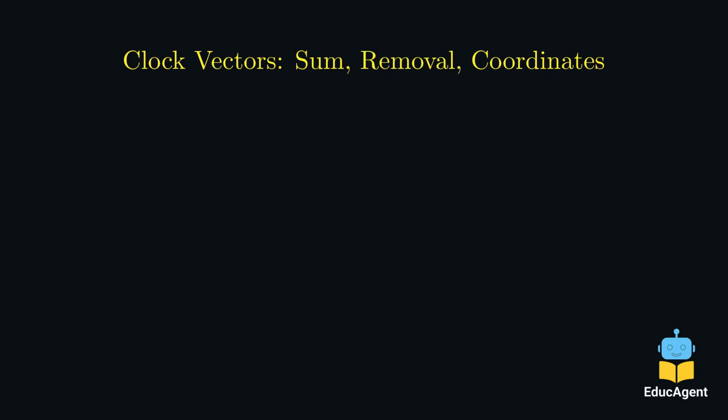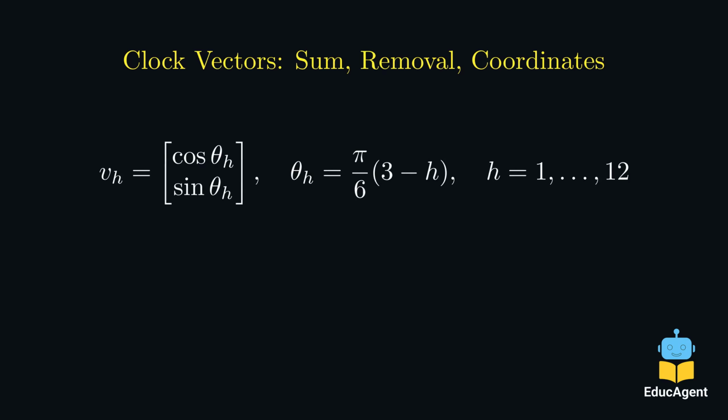Here's the problem we'll solve today. Place the clock center at the origin. Each hour h corresponds to a unit column vector, v sub h, at angle theta sub h equal to pi over 6 times 3 minus h. So 3 o'clock is at 0 degrees, and 2 o'clock is at 30 degrees.